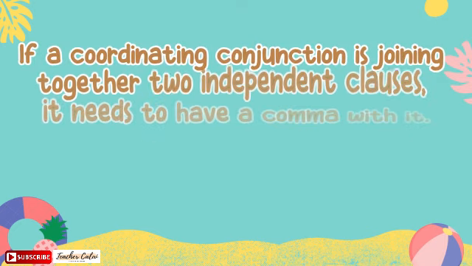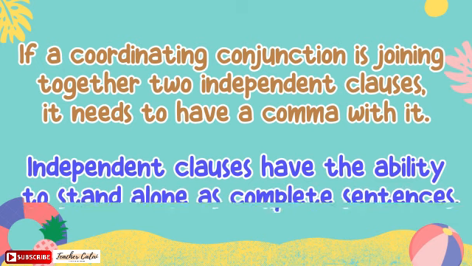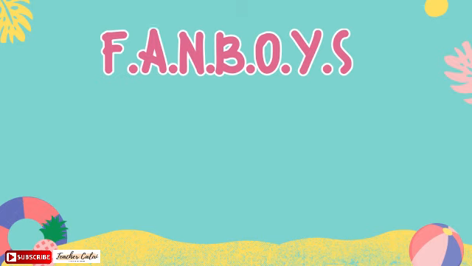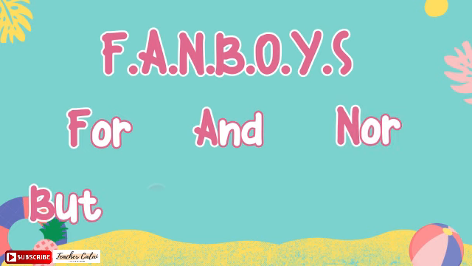If a coordinating conjunction is joining together two independent clauses, it needs to have a comma with it. Independent clauses have the ability to stand alone as complete sentences. Once again, the coordinating conjunctions are FANBOYS: for, and, nor, but, or, yet, and so.